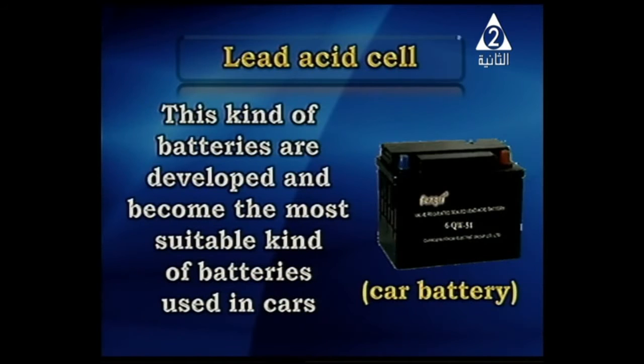After this part we have the lead acid cell. It's a kind of battery that developed into the most suitable kind for cars. The car battery is a container made of plastic, made of fibers, that contains two poles, negative and positive. It contains liquid inside, and the spongy lead and the lead are dipped together inside the liquid as an electrolyte.